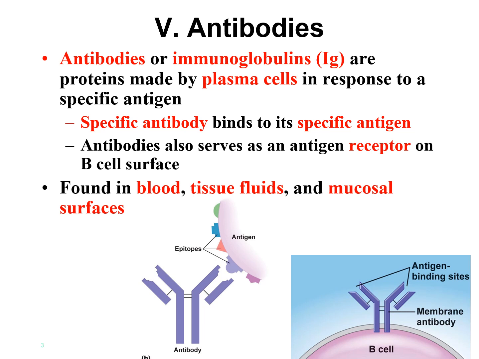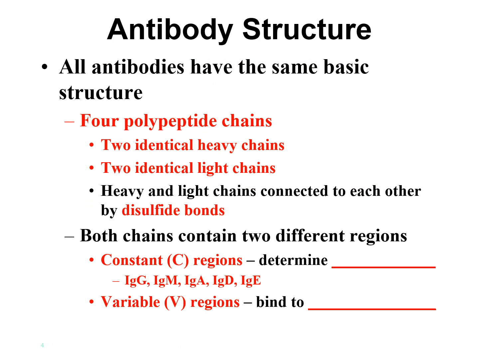And these antibodies are very specific to which pathogen they're going to be binding to. The antibodies are going to be binding to the pathogens that are outside the cells in the body fluids. So it could be in the blood, the tissue fluids, or on the mucosal membranes. Antibodies consist of 4 polypeptide chains. There are 2 heavy chains and 2 light chains, and they're joined together by disulfide bonds.